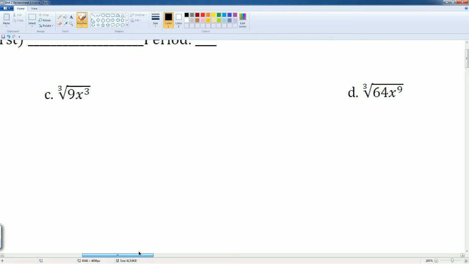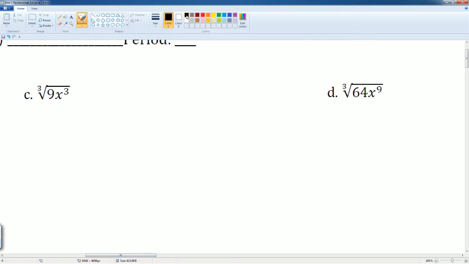What happens if you have a 3 on top of the radical? Well, the 3 on top of the radical is the same thing as the cube root. So we can write that as to the 1/3 power. So split this into its two parts. The cube root of 9 times the cube root of x to the cubed.